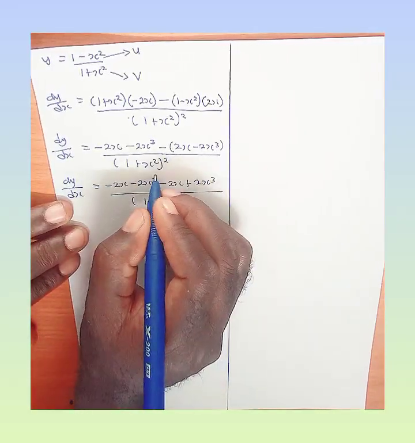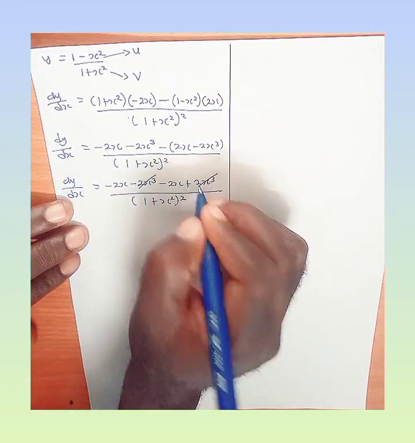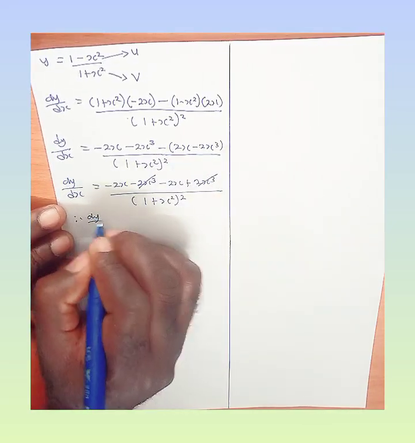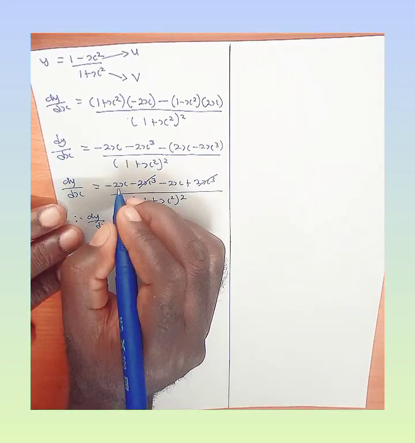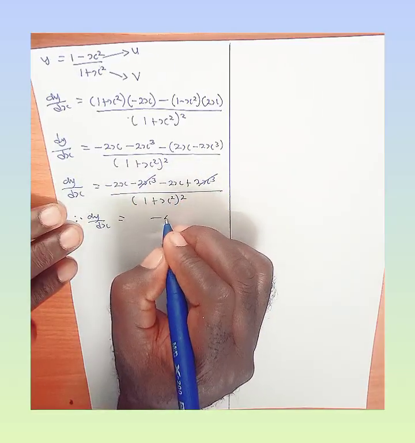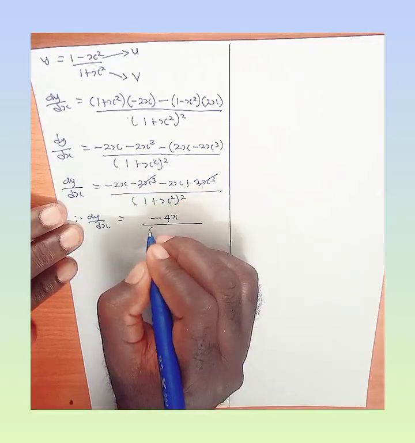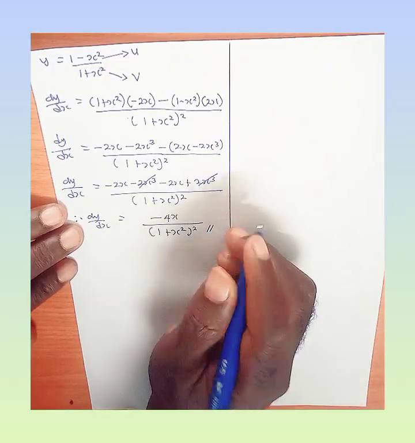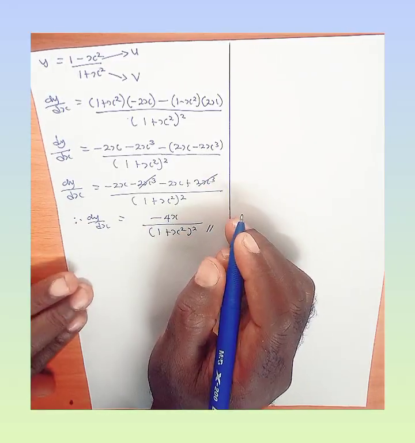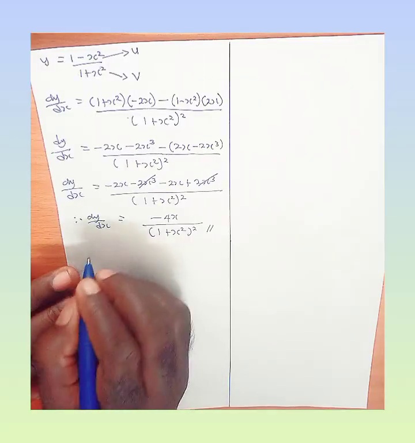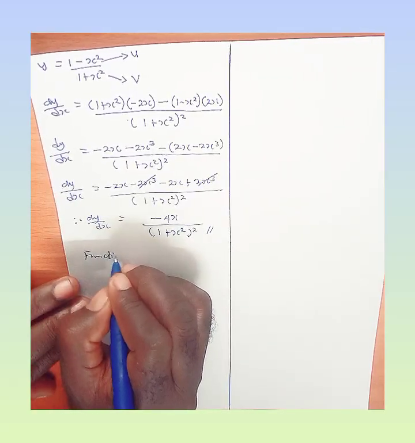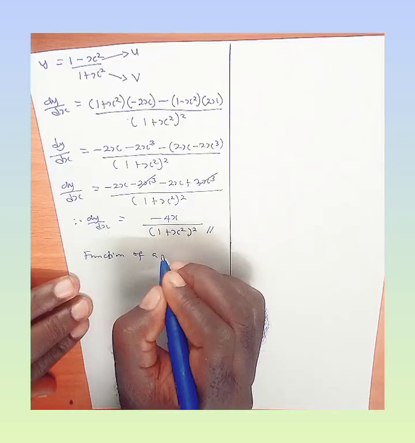Then here, minus 2x cubed will cancel plus 2x cubed. Therefore, we now have dy/dx is equal to minus 2x minus 2x. We have minus 4x over 1 plus x squared squared. This will be our final answer. Then the last method, which is function of a function.